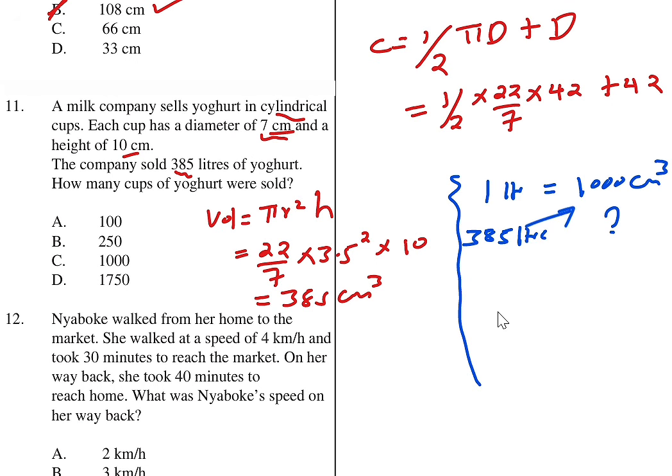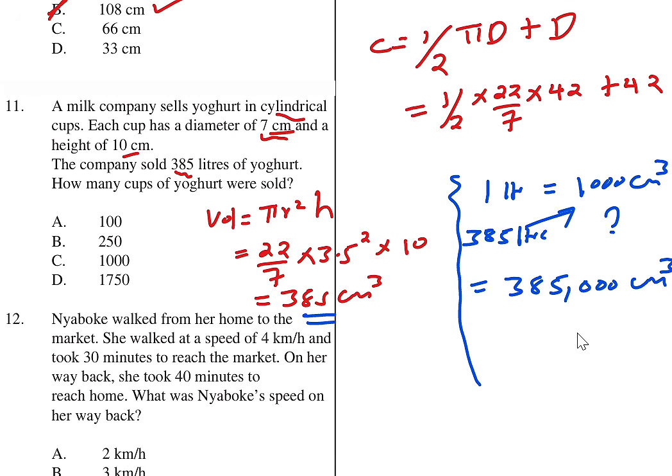So you cross multiply, very easy, I know you know. If you multiply 385 times 1,000, it will be 385,000 cubic centimeters. This is what they sold. And one cup has this volume. So you are asked how many cups were sold.